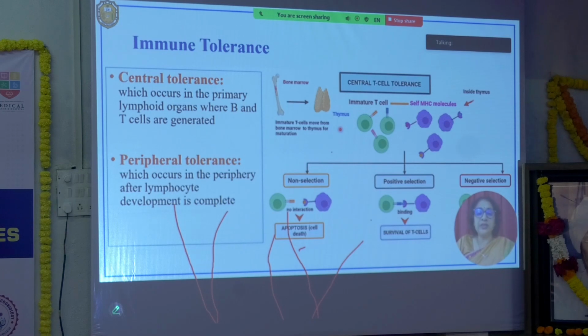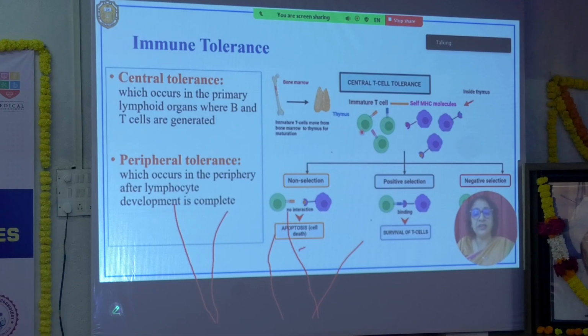Most of the pre-processing of T lymphocytes in the thymus occurs shortly after the birth of the baby or for a few months after the birth. In humans, B lymphocytes are pre-processed in the liver during mid-fetal life and in the bone marrow during late fetal life and after birth. So this was central tolerance.